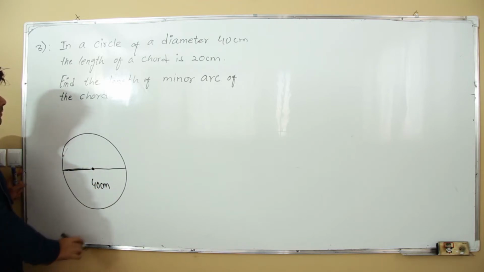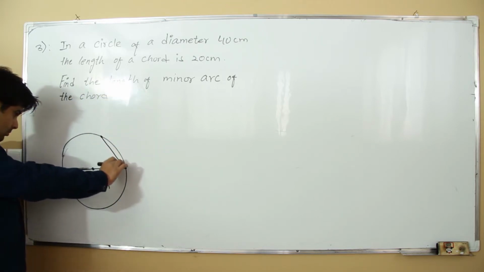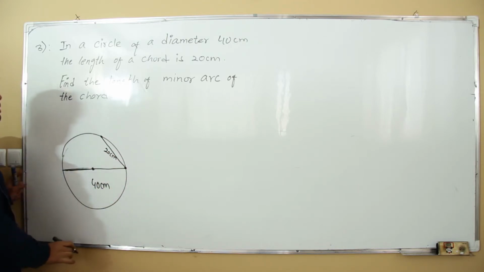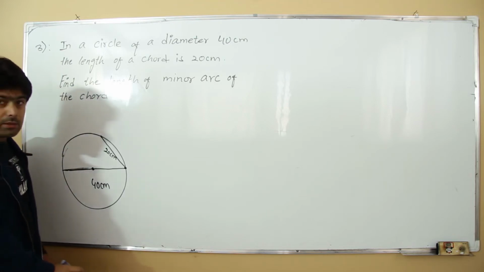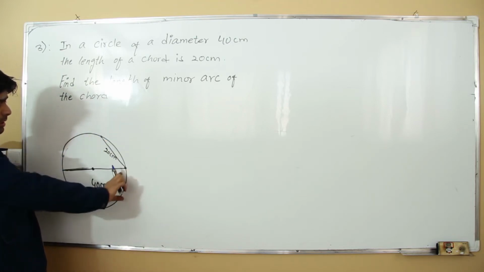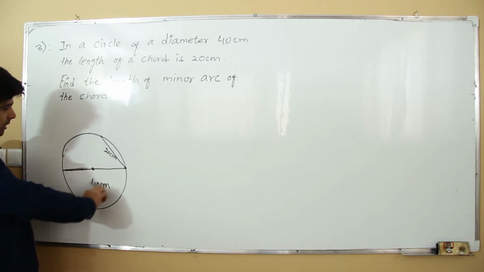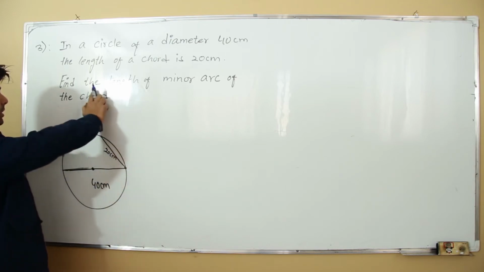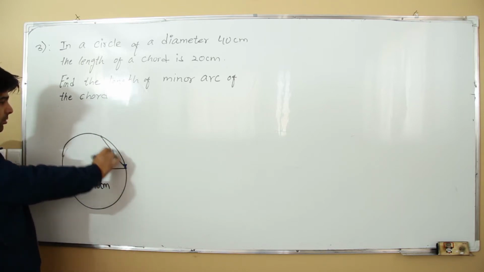The next one, the length of a curve is given. This is a curve, and which is 20 centimeter. Now find the length of the minor arc of the curve. This curve has got 2 arcs. First this part, second this part. This is the maximum arc of the 20 centimeter curve, and this is the minimum. And the question is, find the length of the minor arc of the curve. I mean this arc you have to find.